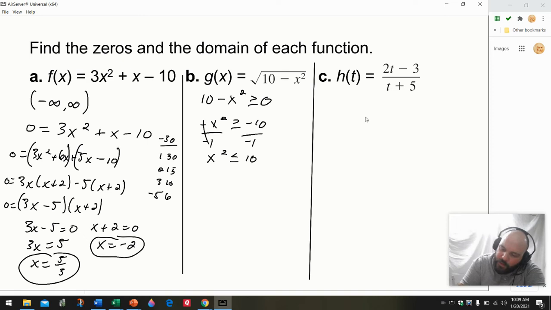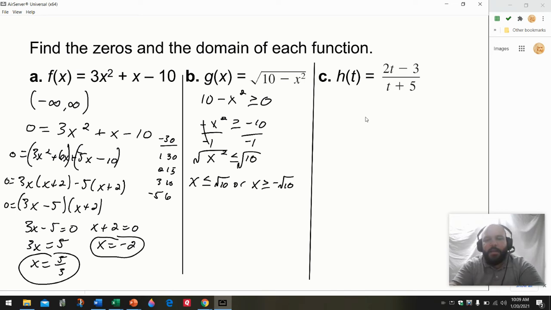I'm going to take both square roots, and what you end up with is x is less than or equal to plus or minus the square root of 10. Actually, I'm not even going to write it that way. I'm going to take the square root of both sides like this, and then I'm going to write x is less than or equal to the positive square root of 10, or x is greater than or equal to the negative square root of 10. So that's what I was talking about.